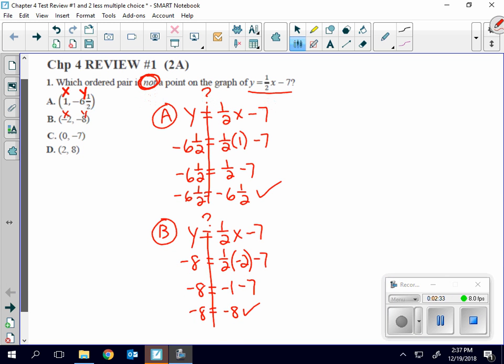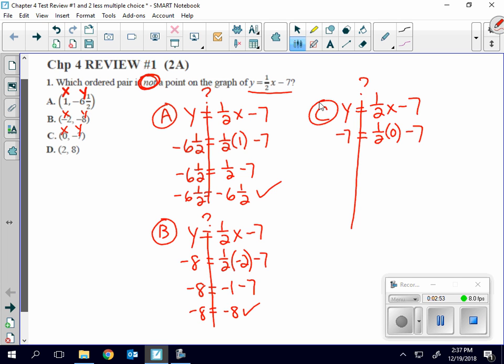Let's go ahead and do C. Okay, y equals 1/2 x minus 7. We're going to plug in 0 for x and -7 for y. This one's pretty easy. Does it equal? Well, the left side is already simplified at a -7. Half of 0 is still 0. And 0 minus 7 is still -7. So we think it's going to be D, but we got to check just to make sure. So far, it's worked for all equations, and we're trying to find one that it doesn't work for.